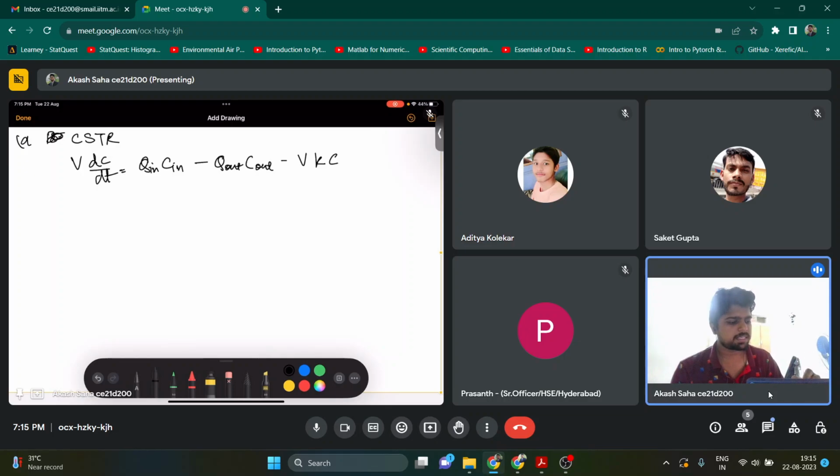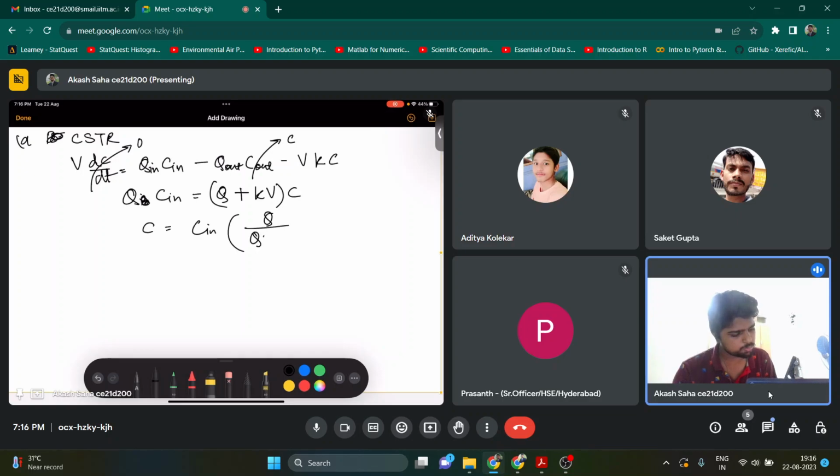In the case of a CSTR, my C out will be equal to the concentration in the system, because whatever the concentration is in the reactor, the same concentration will be my outflow concentration. And it's a steady state reaction, so the accumulation term will become zero. So it will simply become Q in C in, and my Q out and C out are the same. So we can write Q C in equal to Q plus kV into C, right? So my C will be equal to C in into Q by Q plus kV.